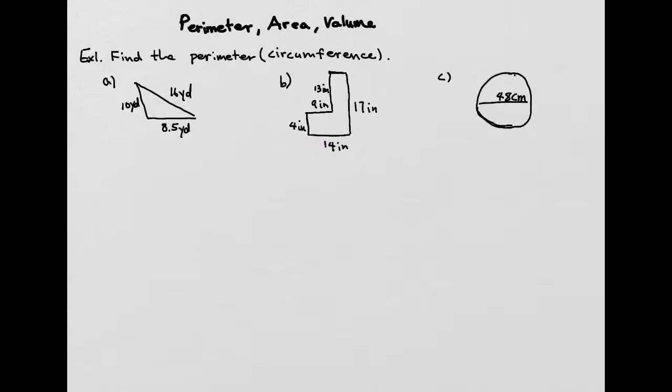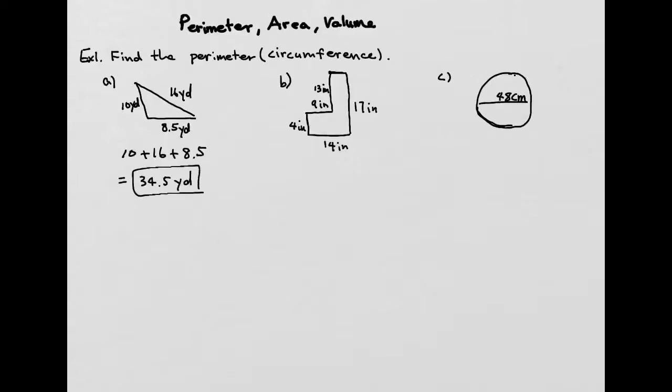When it comes to circumference, which is the perimeter of the circle, we have a formula. We're going to go over it. So let's see if we can do example A first. Adding all the sides. A triangle has 3 sides, so basically we're adding all 3 lengths, which is going to equal 34.5 yards.